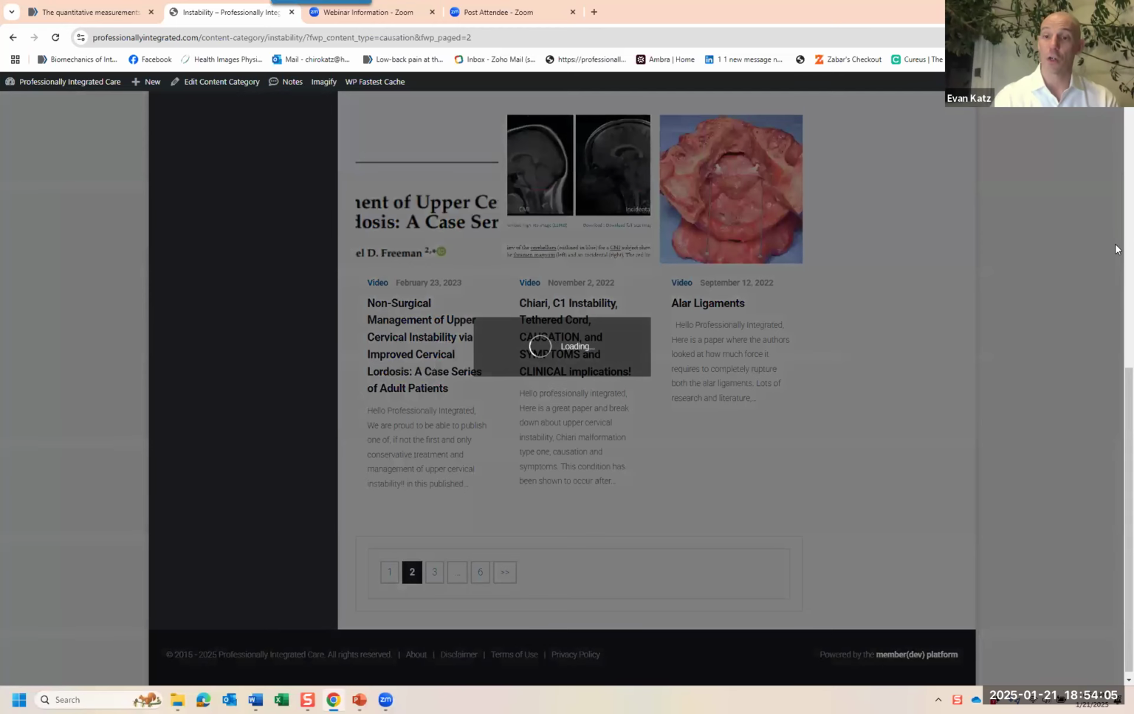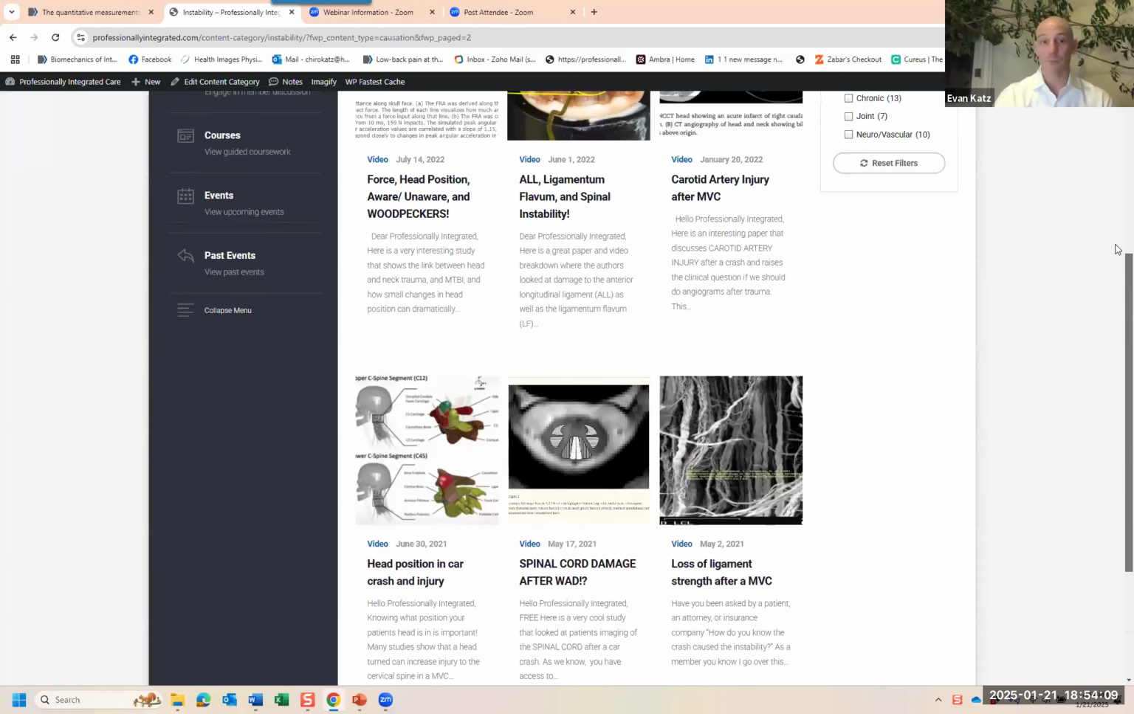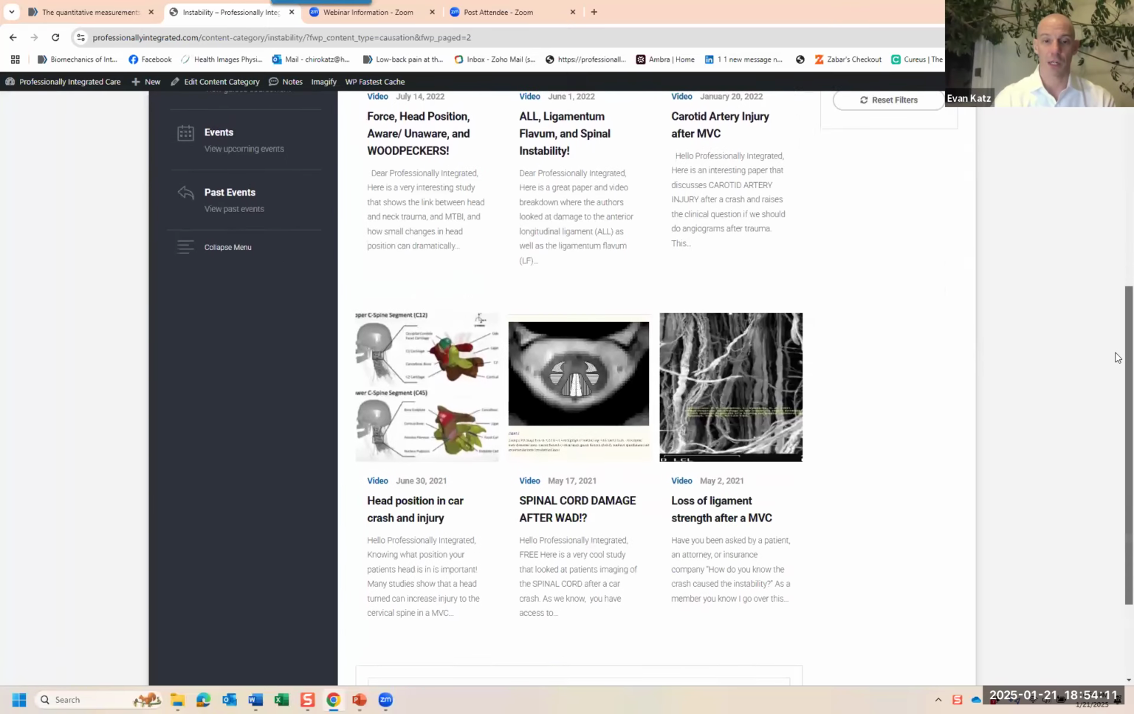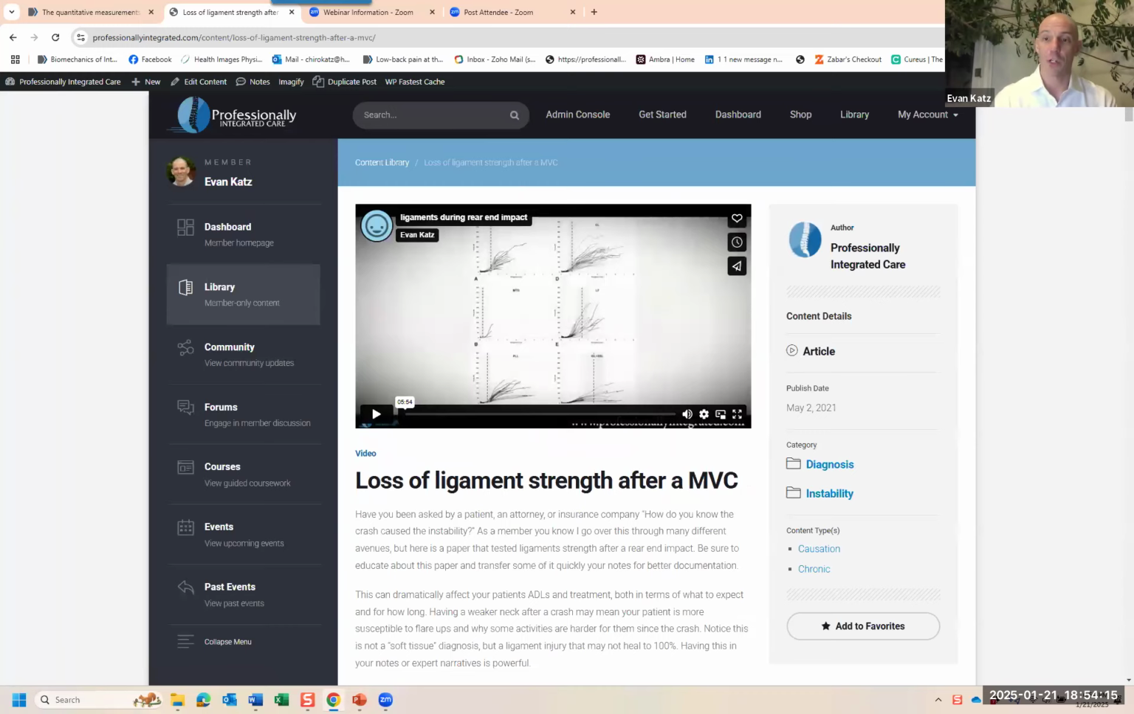How does instability occur? Trauma, crashes, other types of stuff like that. And then look, here's a bunch. I don't know, I'll just pick one. Oh, look, loss of ligament strength after a motor vehicle crash. Oh, here's a study that talks about that. We know that car crashes, it's been very well documented that car crashes cause your ligaments to get disrupted. They start to buckle, they start to break down, the ligaments get disrupted, and now your joints are moving too much.